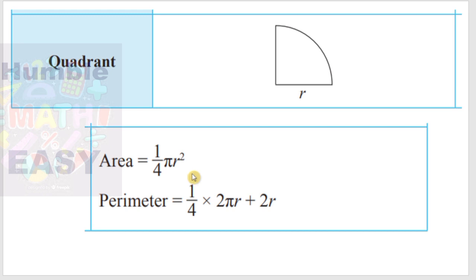And for the quadrant or the quarter, we divide the area of a circle by 4. Then we come up with the quadrant or the quarter of a circle: 1/4 pi r squared. And we also have the first r and the second r, so we have 2r. Since this is the quarter part of a circumference, and the circumference is 2 pi r, it is times 1/4. So the perimeter of a quadrant or a certain sector of a circle is 1/4 times the 2 pi r plus the 2r.